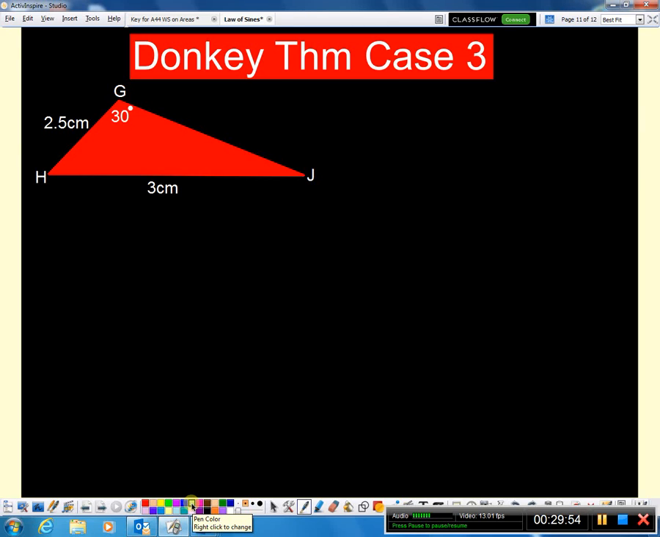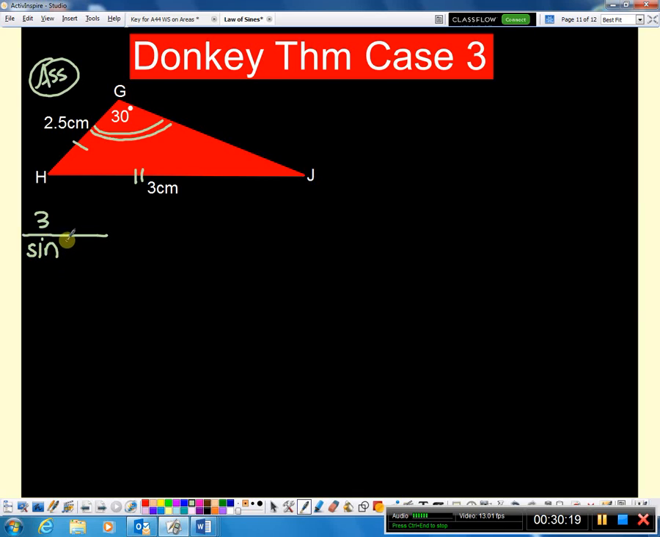Well, you start out again and go, oh my goodness, she's giving me angle side side. She's not going to catch me. Nobody's going to make a donkey out of me. I'm going to remember that I've got to be careful here. Once again, you've got 30 and 3 as opposites. I'll just deal with 3 being on the top.